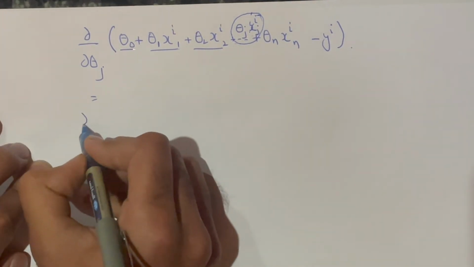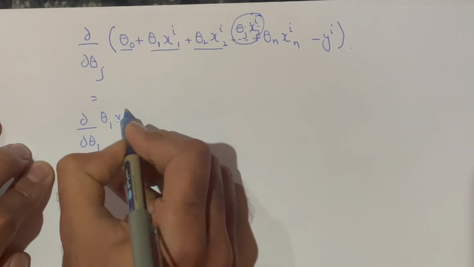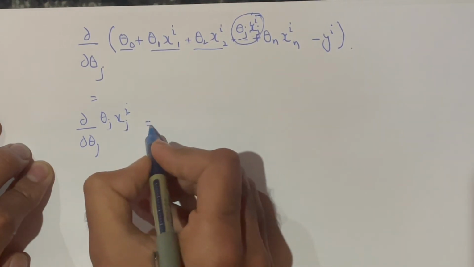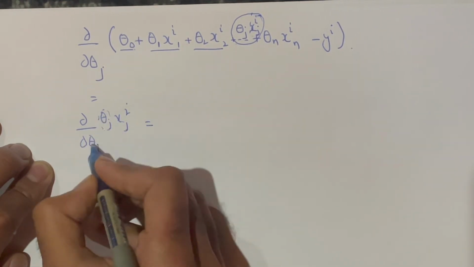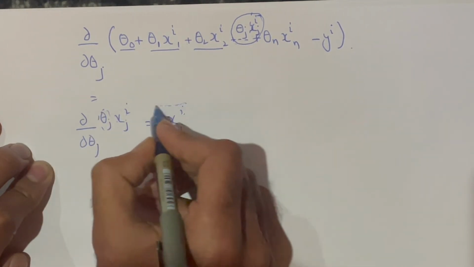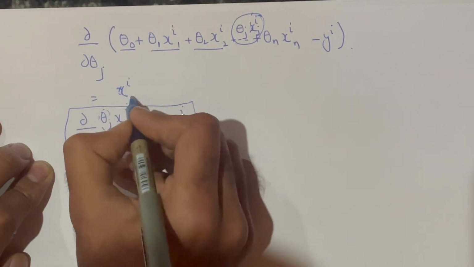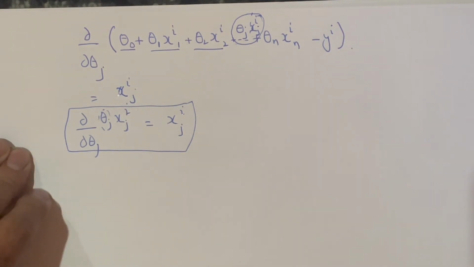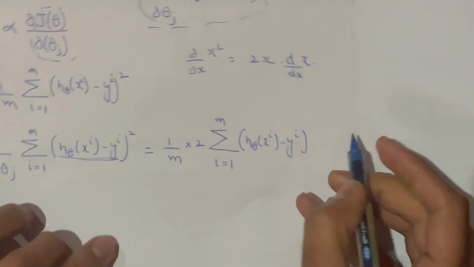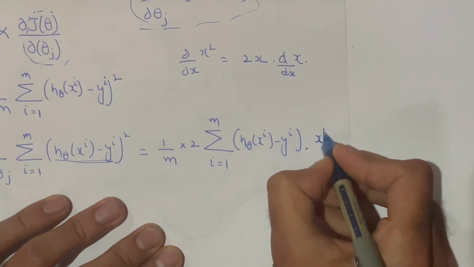So it will be differentiation of theta j x ji. So it is the jth feature of ith example. Differentiation of this with respect to theta j is 1, so it will be x ji. So the output will be x ij. So this will be the output of this particular quantity. So I will write it here. Then we have to do differentiation of this particular quantity, and that is coming out x ij.